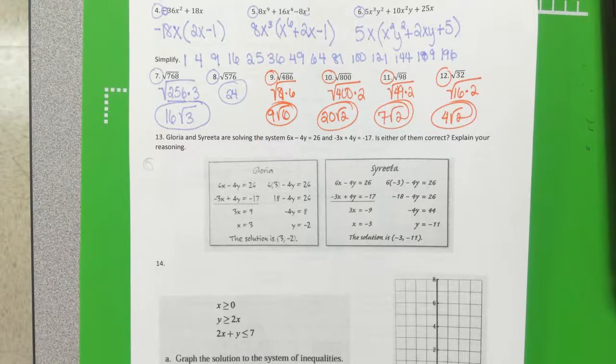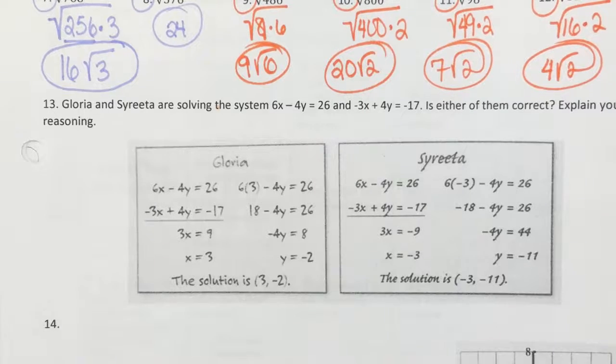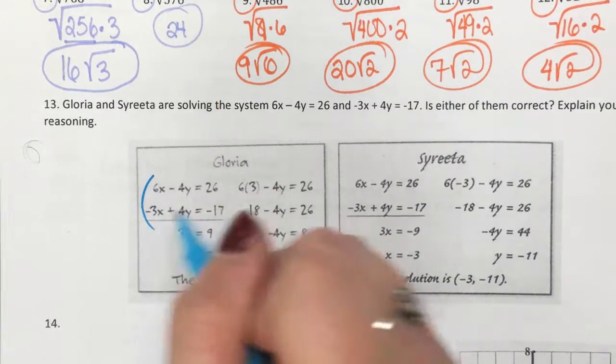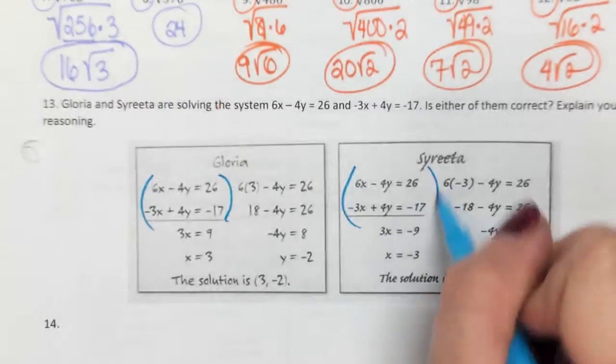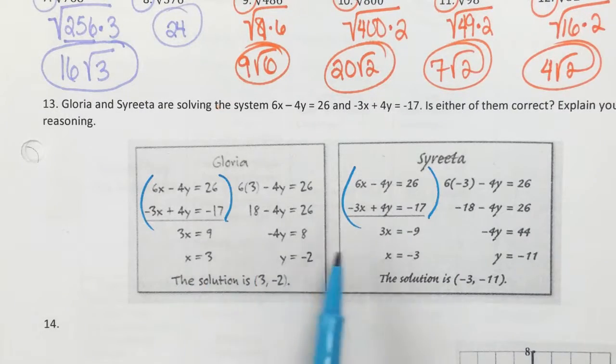Alright, let's look at Gloria and Sarita, okay? So what method does it look like they used? Graphing, substitution, or elimination? They look like they used elimination, right? Okay, so what did both of them do in order to get 3x?